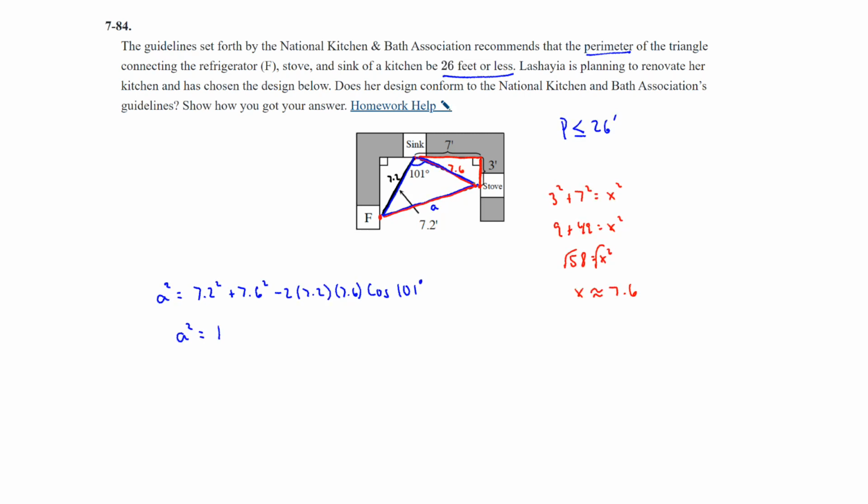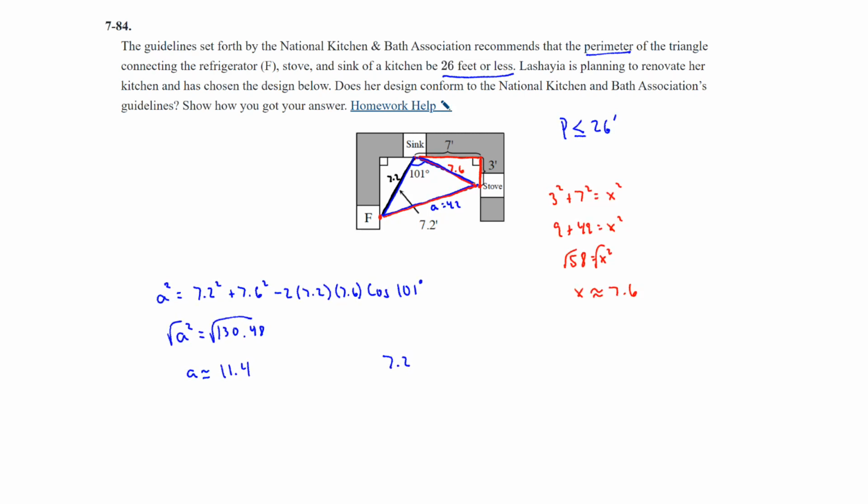And so we get a value of approximately 130.48. I just left that number in the calculator as is so I can get my most accurate answer. Took the square root of both sides, and A is approximately 11.4 if we're rounded to the nearest tenth. So now we have all three sides. So now we just got to see if it is less than or equal to 26.